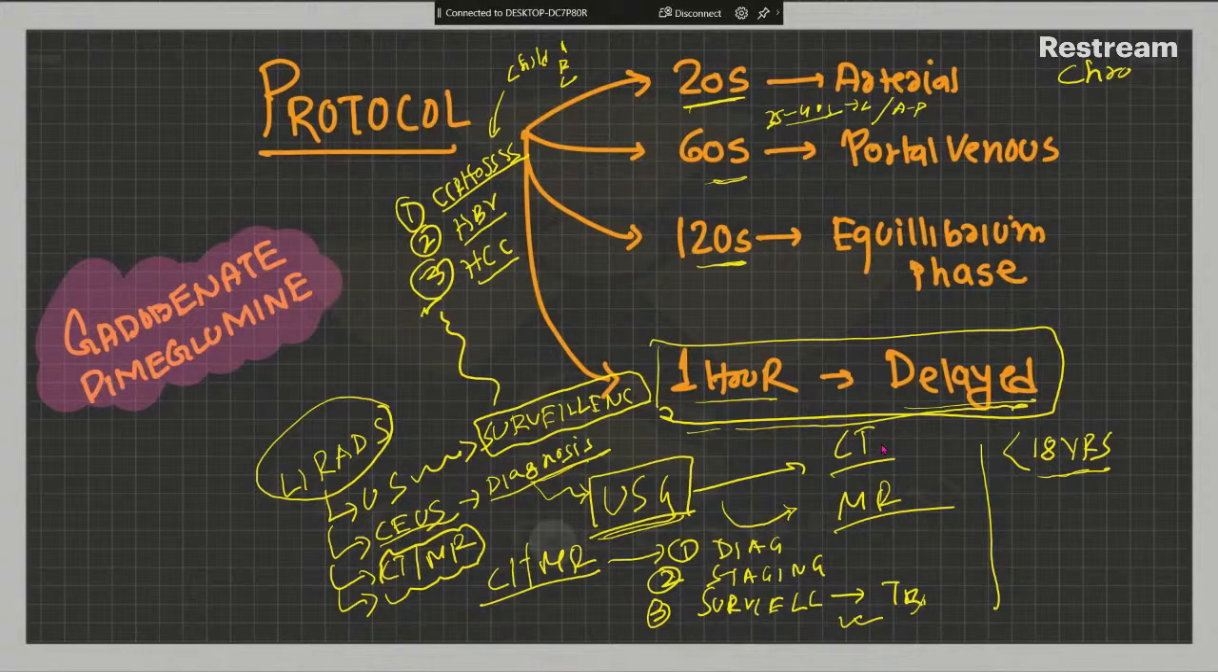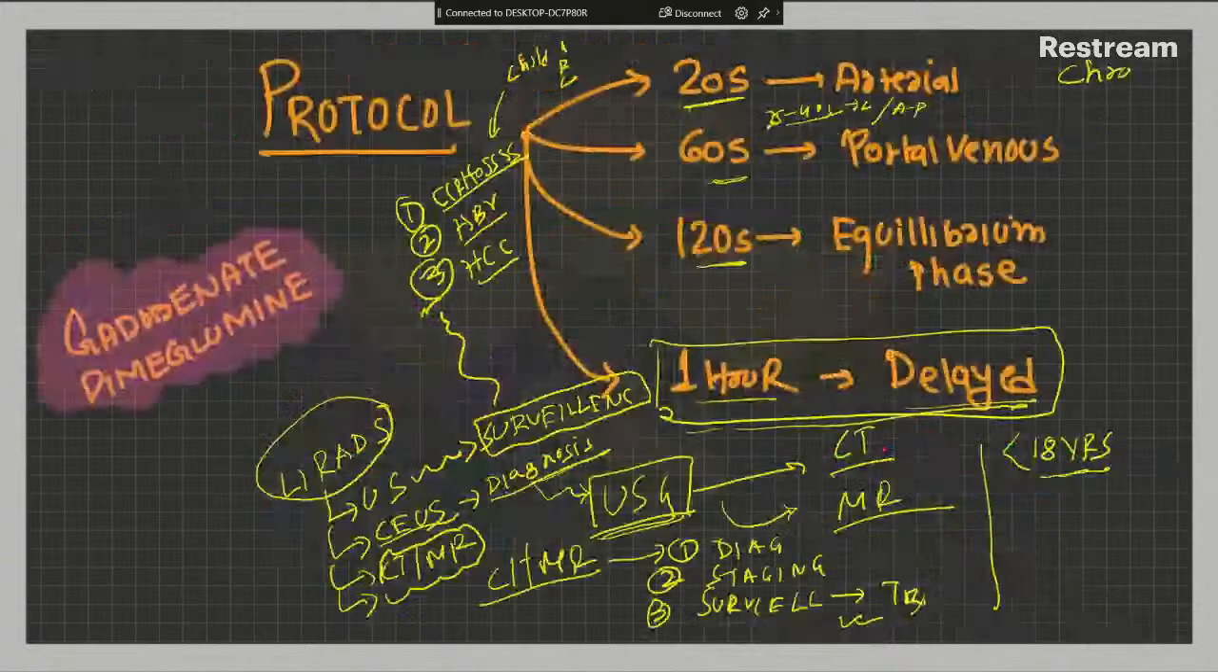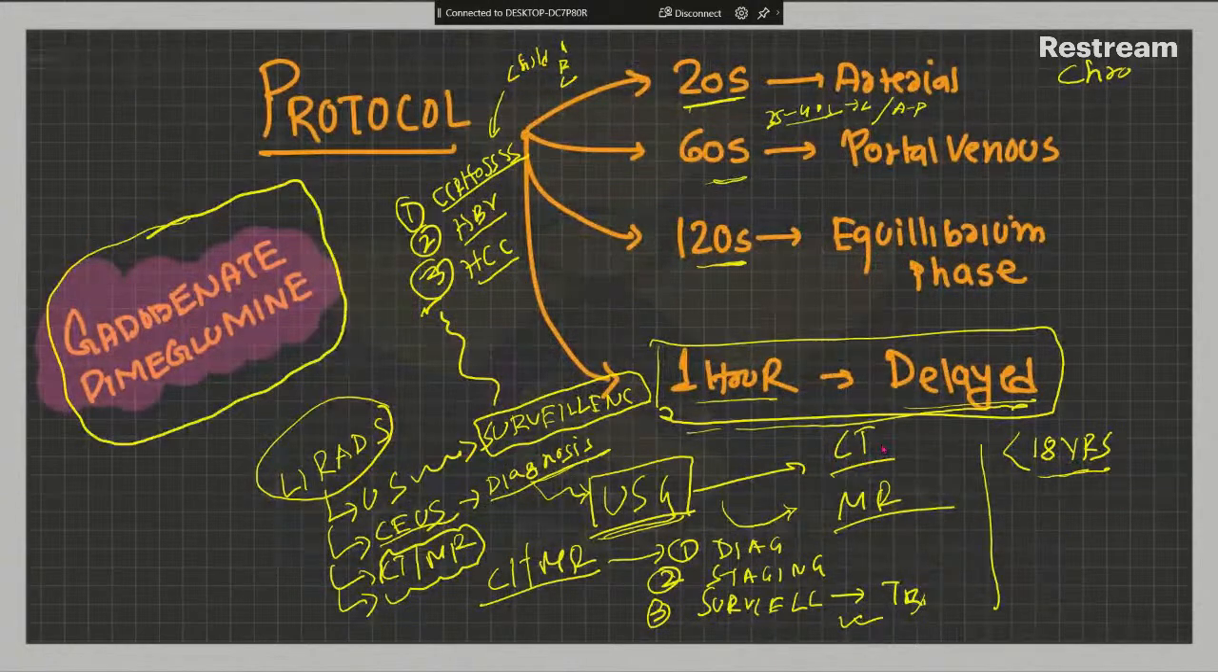Now, this is a common question if you are going for a viva exam: name two specific liver contrast agents that are used. These are gadoxetate and gadobenate dimeglumine. There is one more, I think. These three are the hepatocellular specific contrast agents that can be used in case of hepatocellular carcinoma.